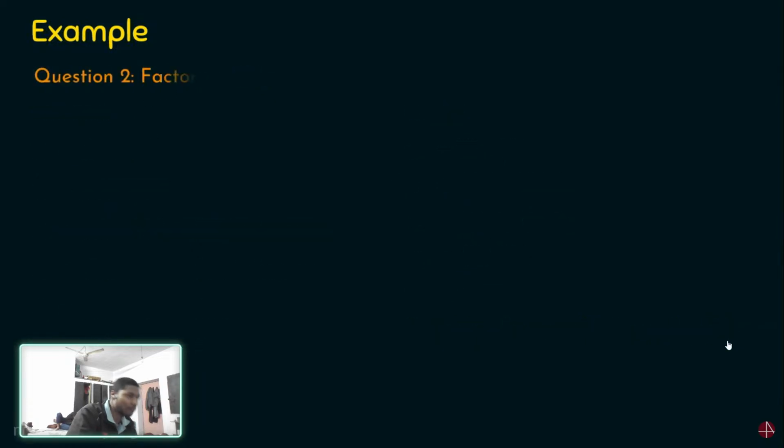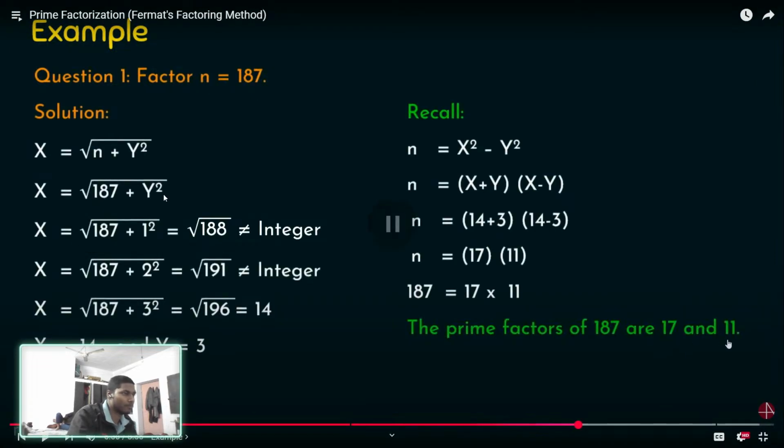Let's see one more example. Let's see example number 2. Factor n is 17.